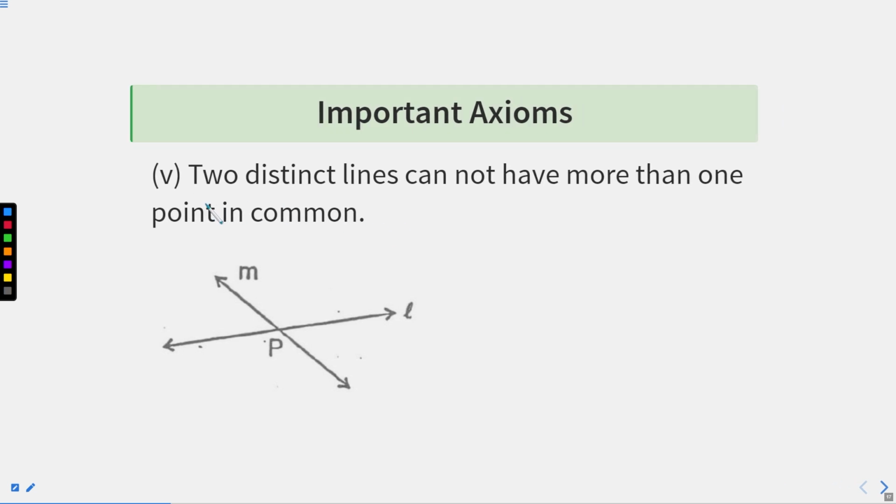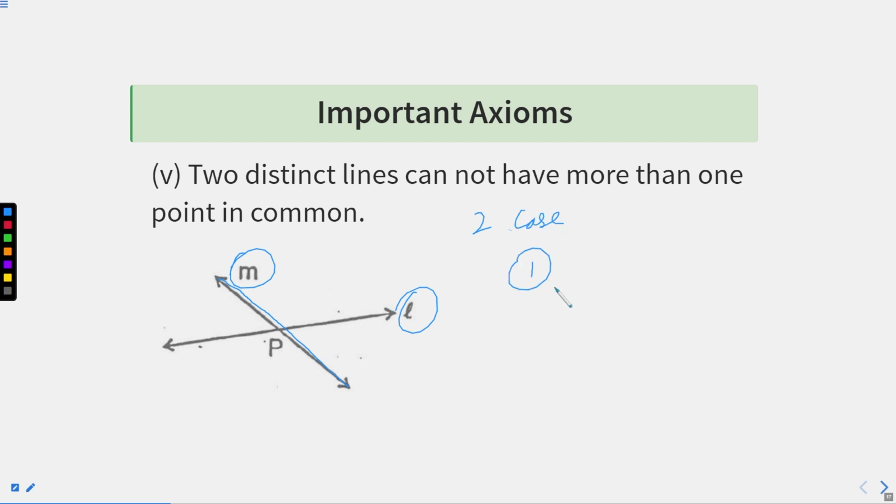The fifth axiom says two distinct lines cannot have more than one point in common. So I have two lines and they cannot have more than one point in common. What it says is, here line M is given, and line L is given. There are two cases. What are those cases?